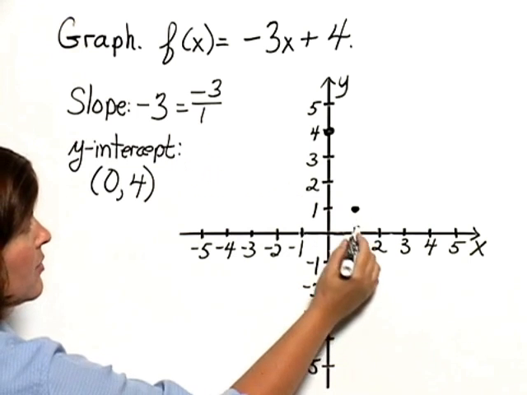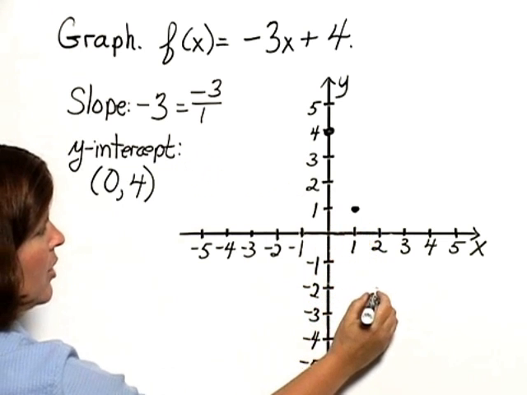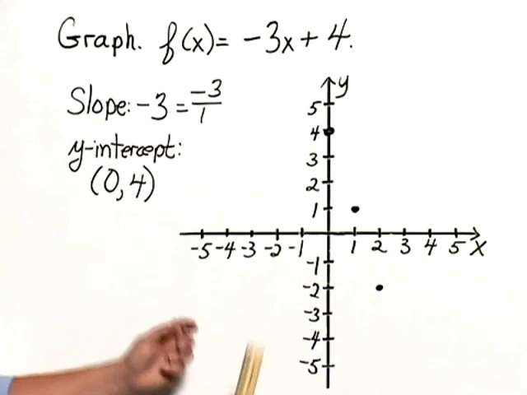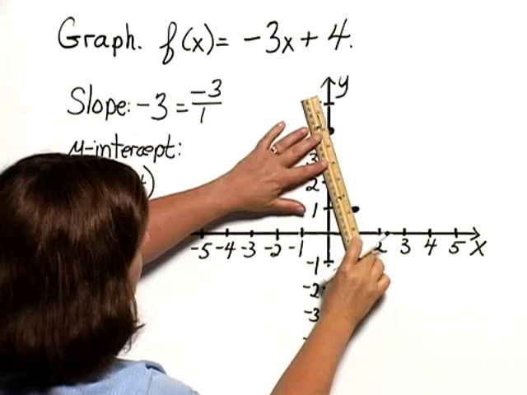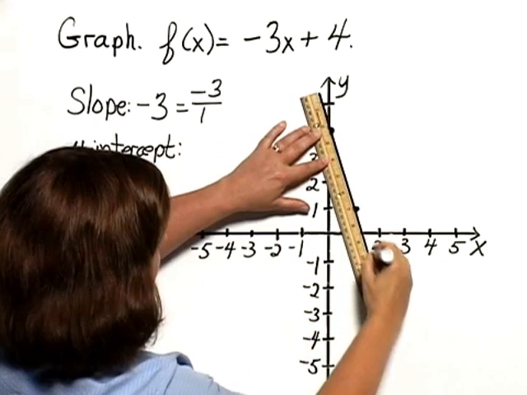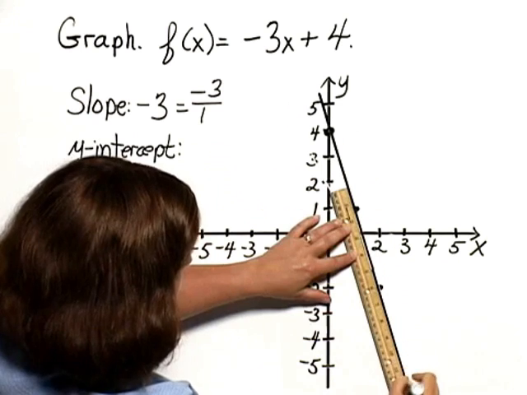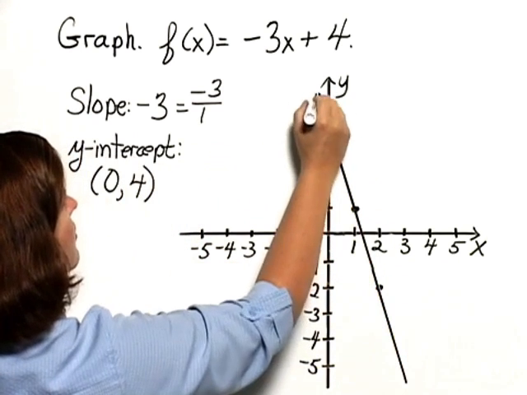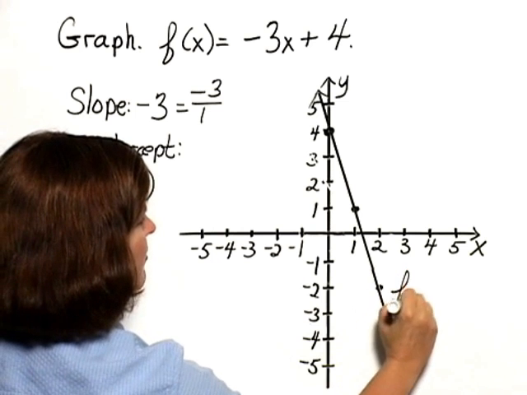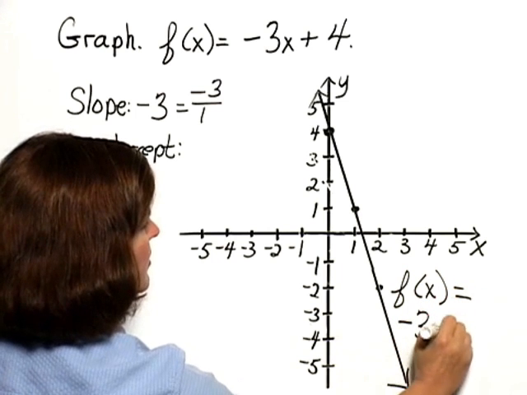We can do this again to get a third point, starting here now, and count down 3 units to the right 1 unit, and make another point. And now all we have to do is draw a line that goes through those 3 points, using a straight edge to give us a nice graph. We have now the graph of the function, and we can label it f of x equals negative 3x plus 4.